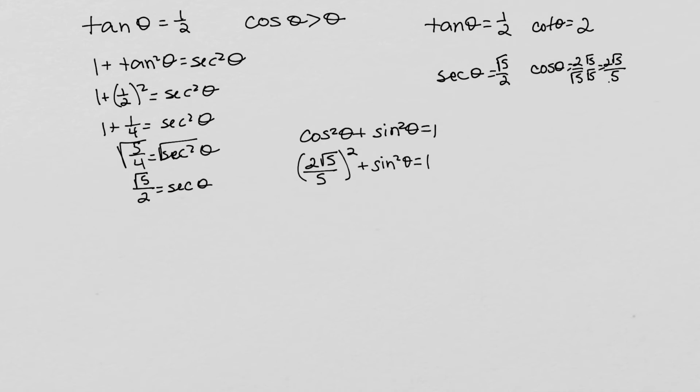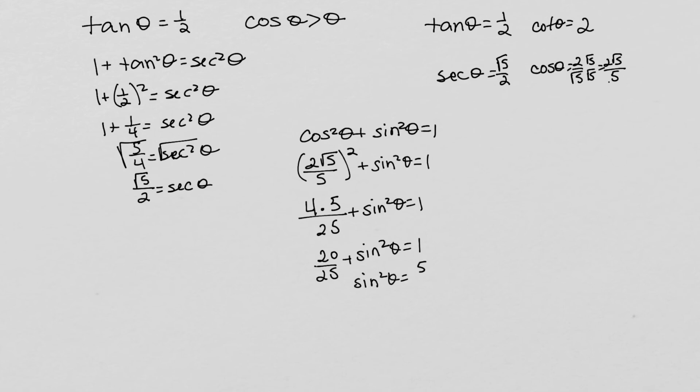If we square this, it's going to be 2 times root 5 times 2 times root 5, and 2 times 2 is 4. And root 5 times root 5 is 5. And our denominator, 5 times 5, is 25. 4 times 5 is 20 over 25. Subtract that on both sides. Remember, 1 is really 25 over 25. So 25 minus 20 is 5 over 25.